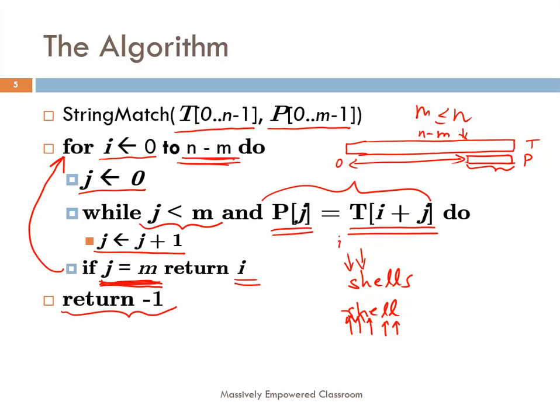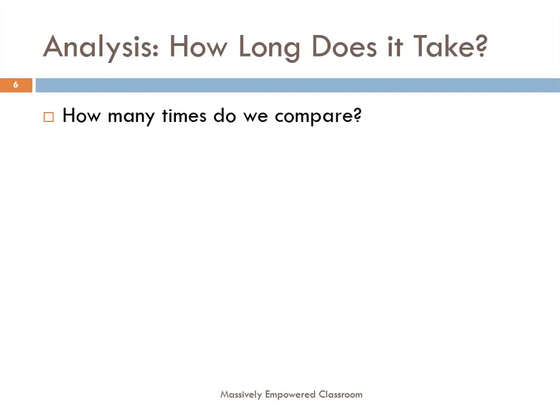So the outer loop advances the position in the text, namely I, where we start looking for the pattern. The inner loop traverses the length of the pattern, right? So this loop is executed at most m times. This comparison Pj equals T of I plus j is done at most m times in the inner loop. The outer loop executes how many times? From 0 to n minus m, so it is n minus m plus 1. That is the number of steps the outer loop is executed. So that's how the brute force string match algorithm works.